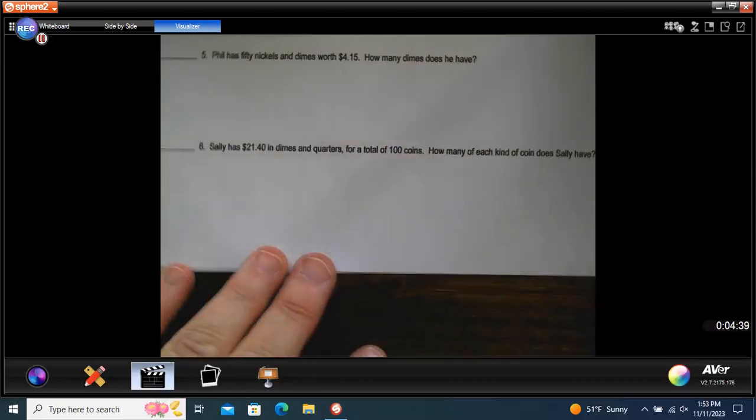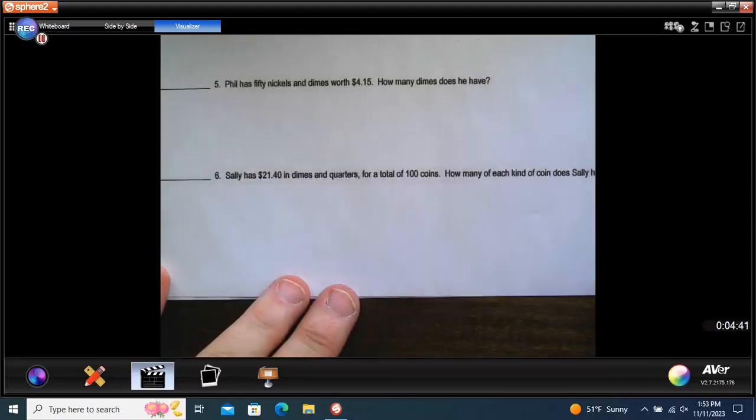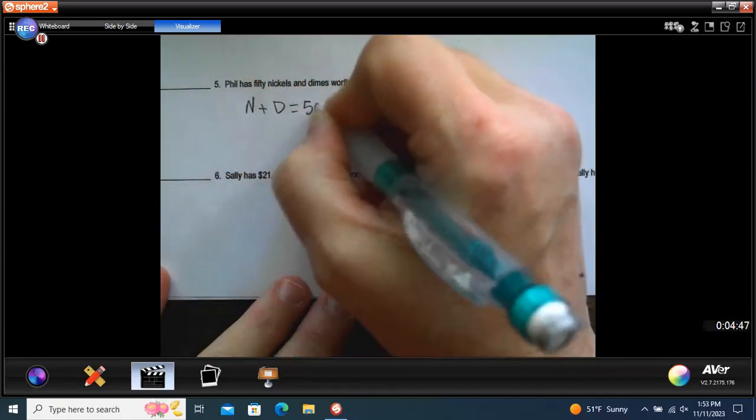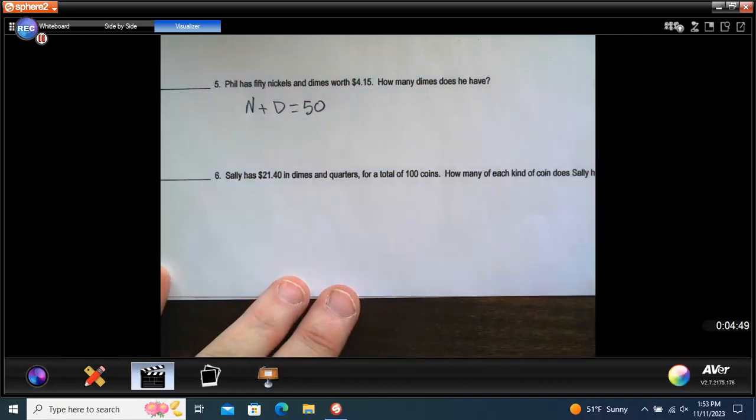Next one, number 5, also a number value total problem. You have nickels and dimes, and there's 50 of them. So nickels plus dimes is 50. That's my number equation. How many are there? And it's not going to be 25 and 25. Okay. If it were that easy, we wouldn't have to do anything.